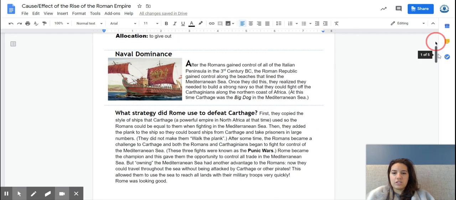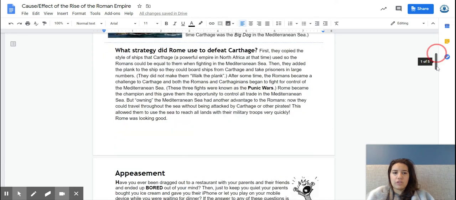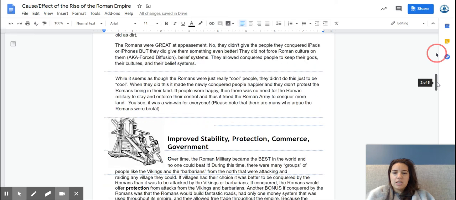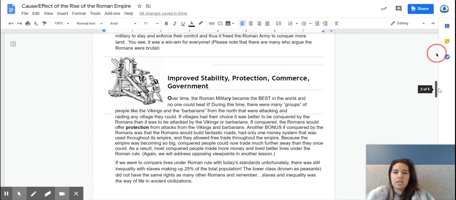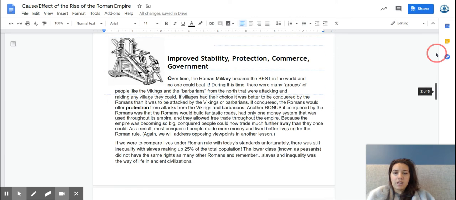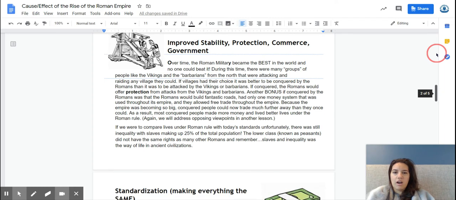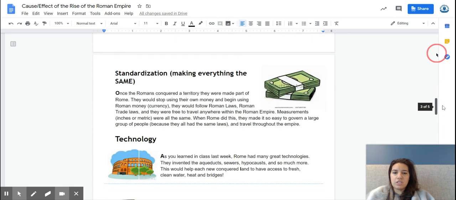We have the strategy that they used to defeat Carthage, as you remember during your storyboard on the Punic Wars. It just kind of goes over that here. The idea of appeasement that the Romans did for conquered territories and peoples. And then we have improved stability, protection, and commerce and governments, which covers the military and certain things in this area. And then we have standardization. This talks about currency, money.